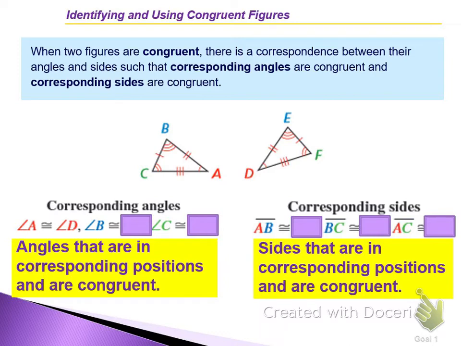So remember, use the angle symbol. It looks like a less than symbol, also a slanted L, however you want to look at it. Angle B is congruent to angle E. And then angle C is congruent to angle F. So those are the congruent angles.